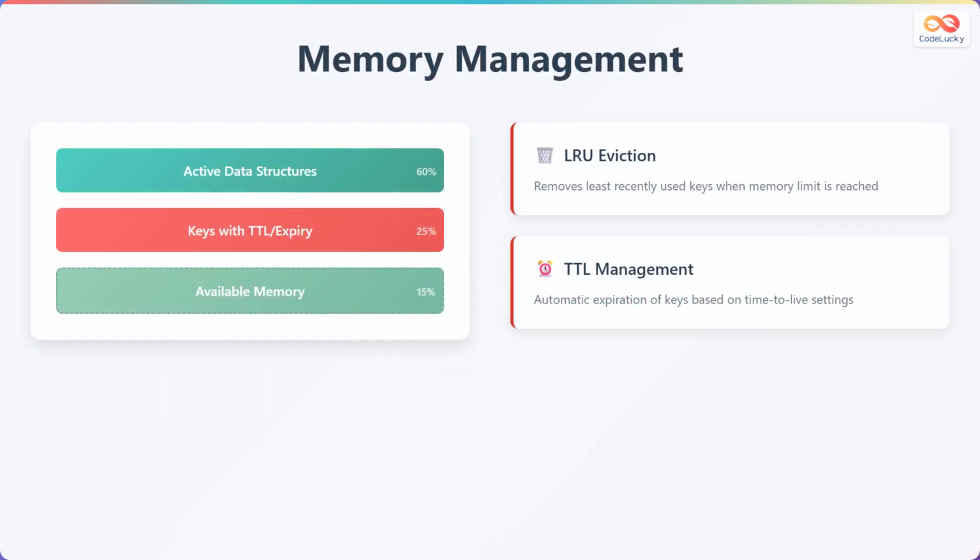Efficient memory management is critical for Redis. Memory is allocated for active data structures, keys with time to live, also known as expiry, and available or free memory. Redis employs strategies like least recently used, or LRU eviction, which removes the least recently used keys when the memory limit is reached. Redis also has time to live management, where keys expire automatically based on their time to live settings.